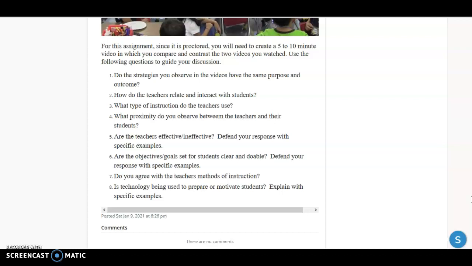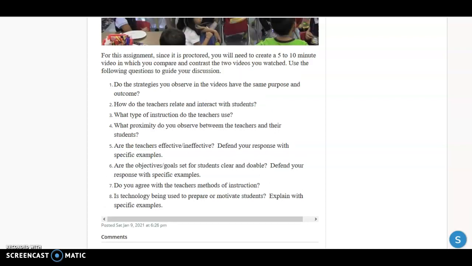Let me know if you have any questions. All of this unit is due February 8th at 11 p.m. and have a great Unit 2.